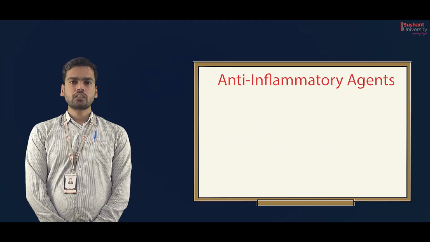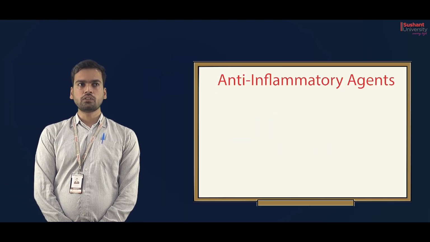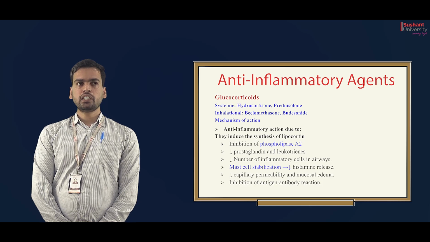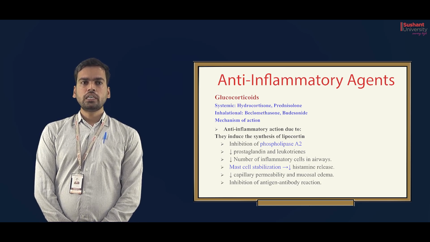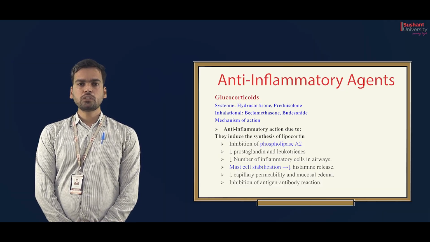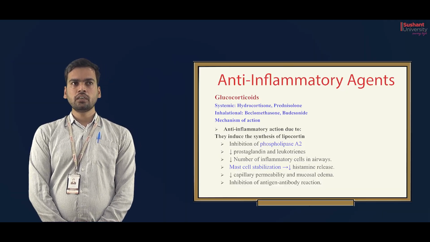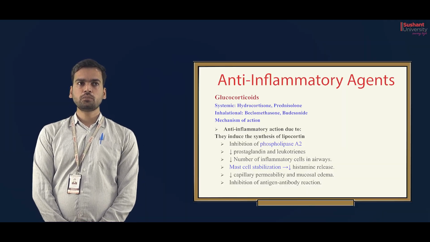Now, when we discuss the first class of these drugs, known as the glucocorticoids, they are basically divided into two categories: they can be given by systemic or inhalation routes. Systemic glucocorticoids basically include hydrocortisone and prednisolone. Inhalational glucocorticoids basically include beclomethasone and budesonide.